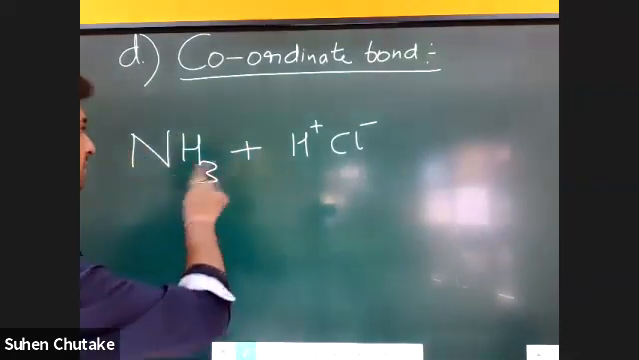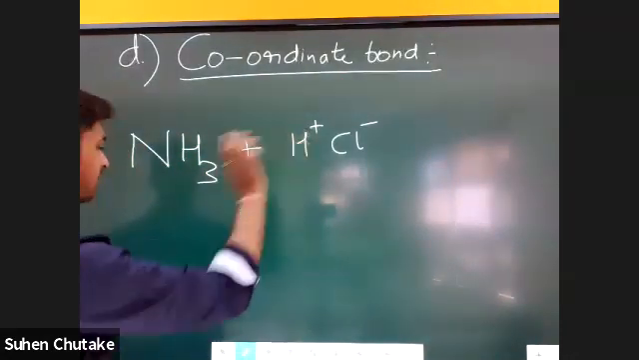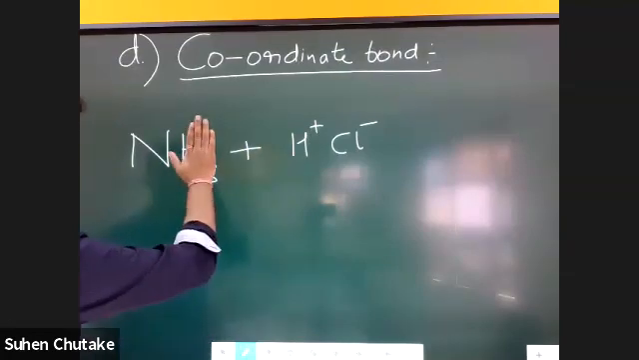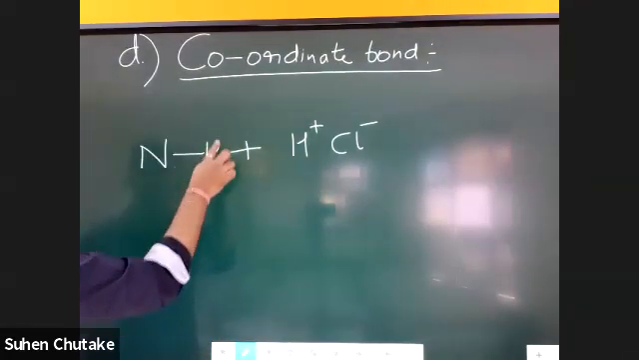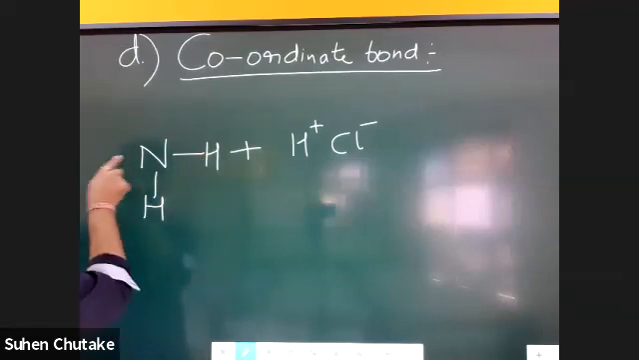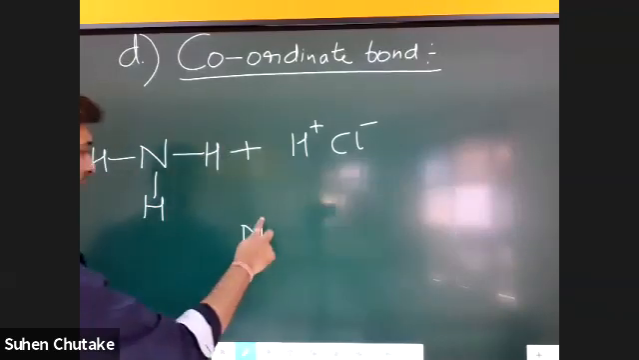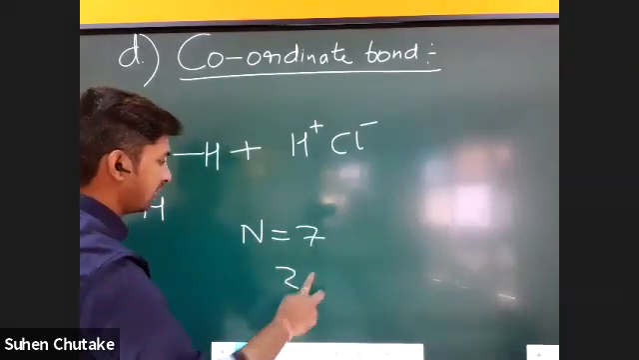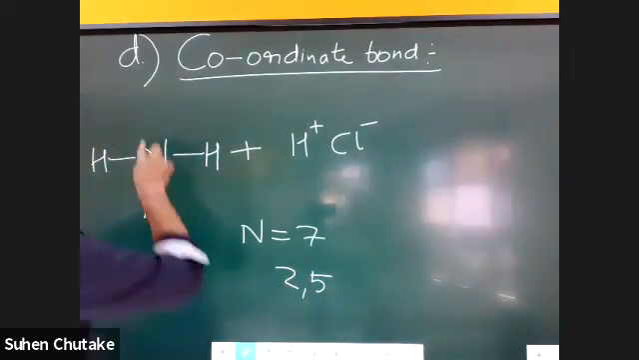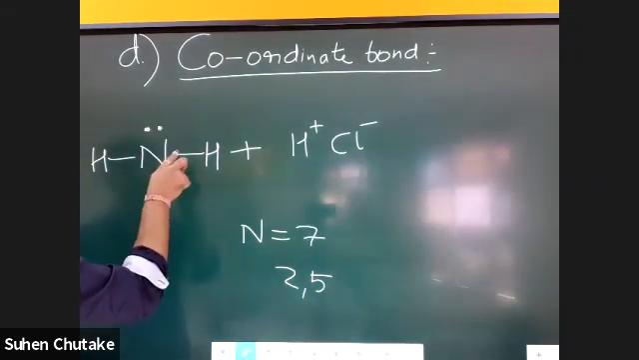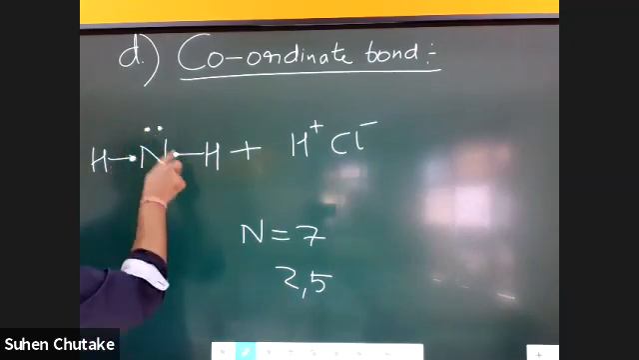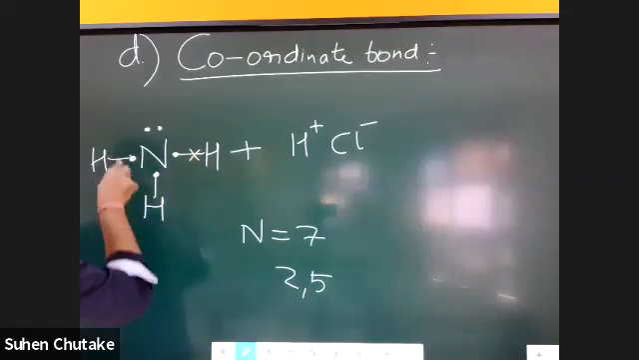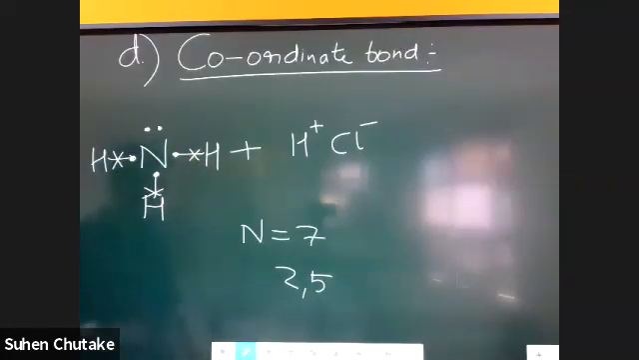Yeah, NH3 plus HCl. So this hydrogen is without electrons. So what will happen? This nitrogen is there in the center. This is the structure of NH3, right? Nitrogen's atomic number is 7. Electronic configuration 2,5. So it has 1, 2, 3, 4, and 5 electrons over here. We'll be sharing electrons of hydrogen. Hydrogen will be sharing electrons with nitrogen.